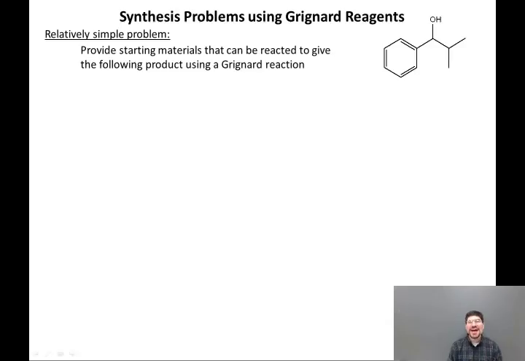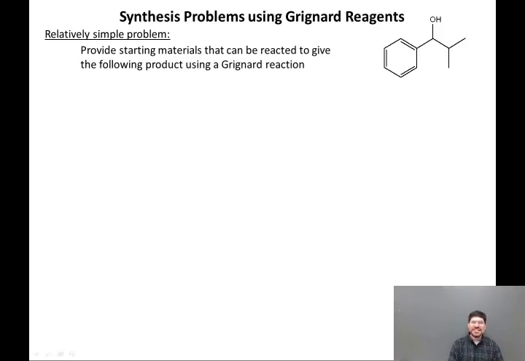Now that we understand how to generate a Grignard reagent and what reactions Grignard reagents undergo, namely the reaction with carbonyl groups and the reaction with epoxides, we can start to look at the applications. Namely, how can you use a Grignard reagent to solve a synthesis problem?